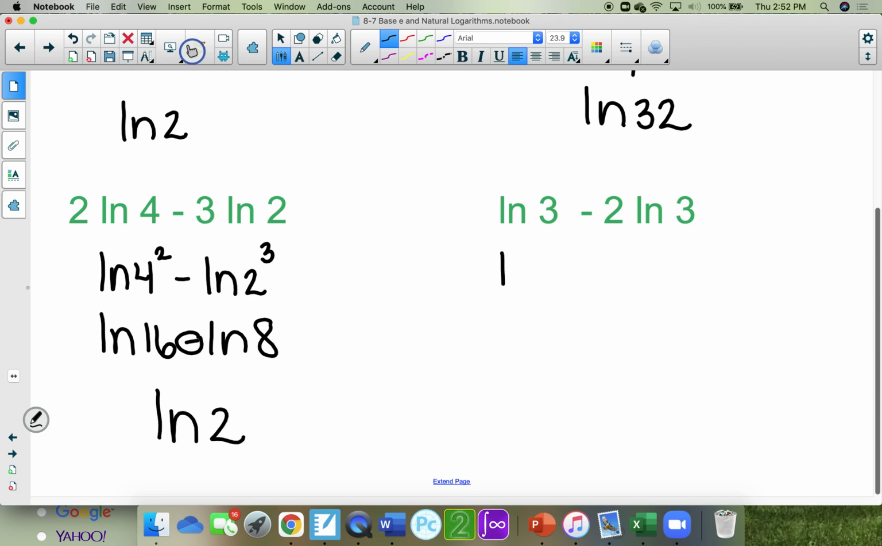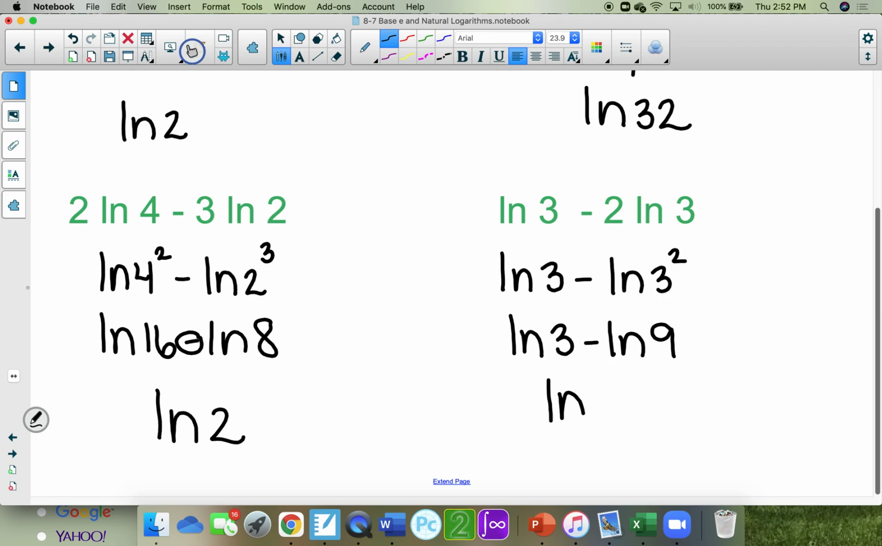Last one of these, the natural log of 3 minus the natural log of 3, and I can move that to 2. This is the natural log of 3 minus the natural log of 9, because 3 squared is 9. There's a minus sign, so it's the natural log of 3/9, which is the natural log of 1/3.